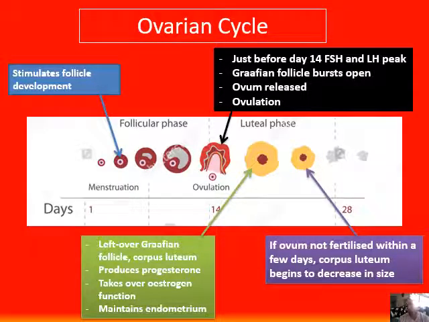And finally the purple one. If the ovum is not fertilized within a few days, the corpus luteum begins to decrease in size, and you can see over there, eventually it will become almost nothing as 28 days has happened, because there's going to be a new follicle that's being produced.